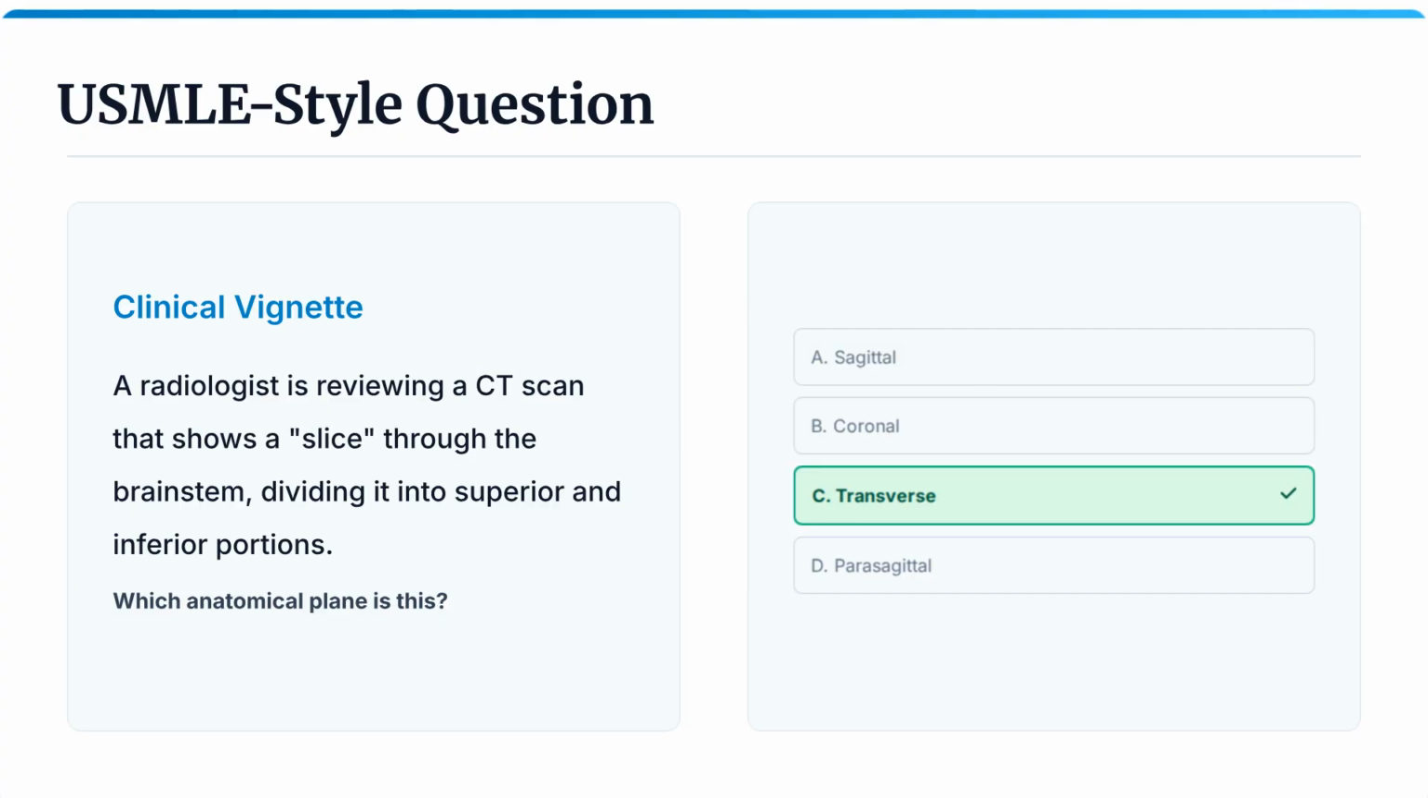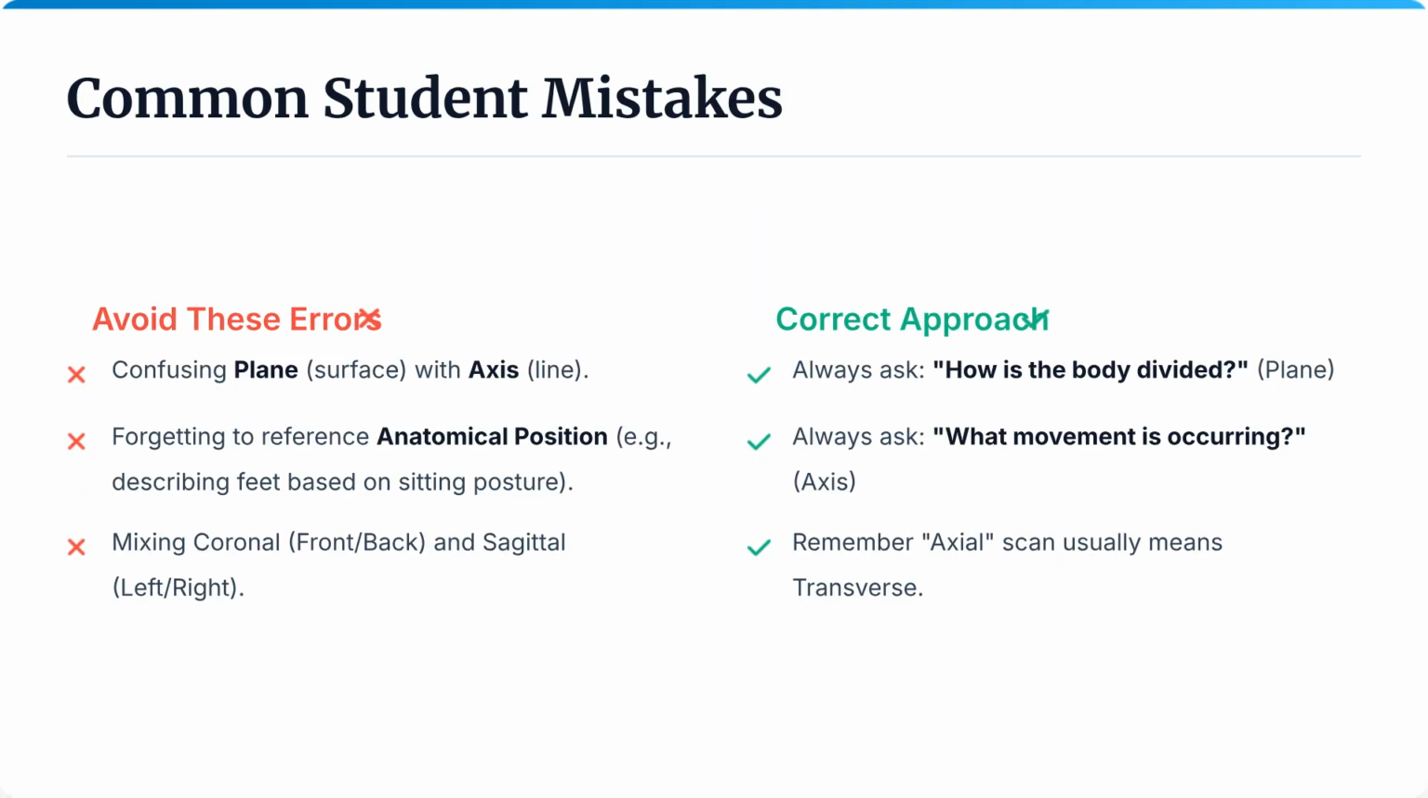Here is a USMLE-style question. A radiologist reviews a CT scan dividing the brainstem into superior and inferior portions. Which anatomical plane is this? Since the body is divided into superior and inferior parts, the correct answer is C, transverse.